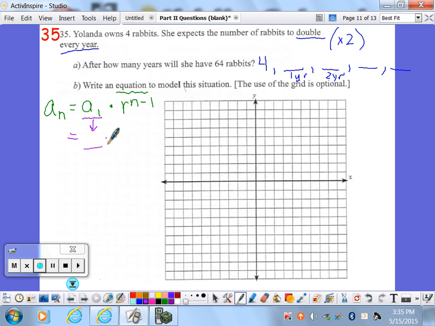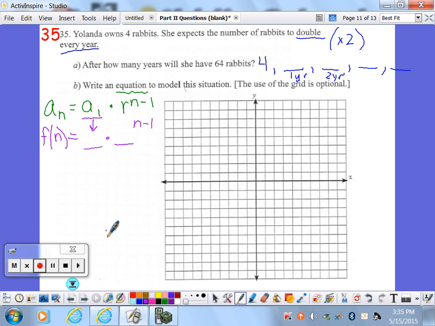Remember that R stands for the common ratio. What is the number you're multiplying by over and over and over again? And then you can simply keep n minus 1 here. And I'm going to use my function notation instead of a sub n because this is a function. And then that would be your equation to model the situation.